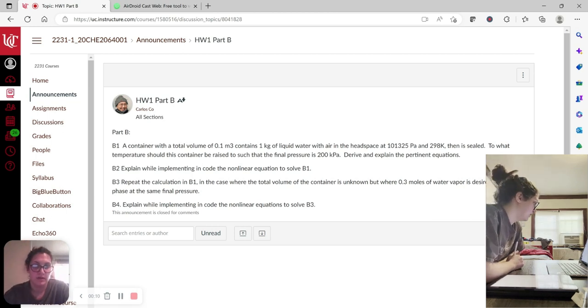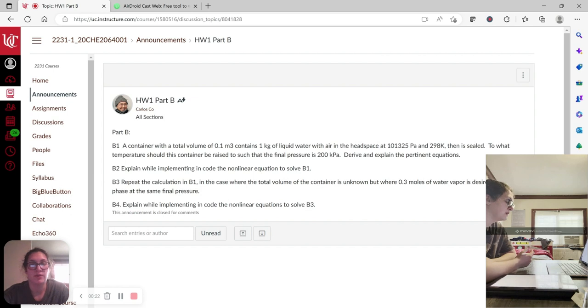So B1 gives us a scenario in which we are solving for what temperature a container should be raised to so that we meet a certain final pressure. So I'm going to draw out the scenario.